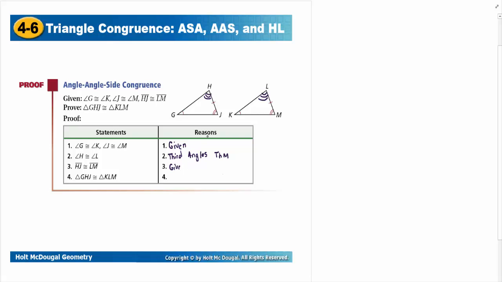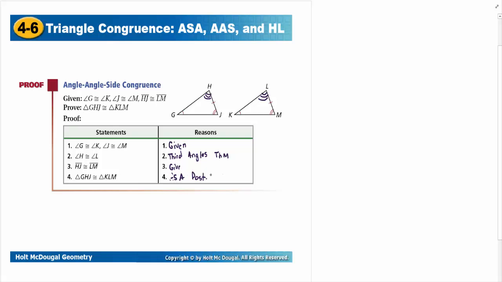But anyway, going back here, it looks like I now have an angle-side-angle relationship. Again, that's a previously proven postulate or theorem, so I can use that to prove my next theorem. We've already talked about it, so we can use it. So these triangles are congruent by the angle-side-angle postulate.